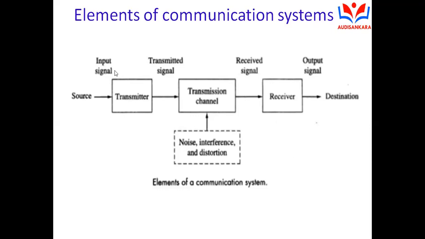Here, consider the input signal, which is taken from the source. The input signal is given to the transmitter. Then the transmitter transmits the signal through this particular channel. Then the signal is received by the receiver. Finally, we receive the output signal at the destination.